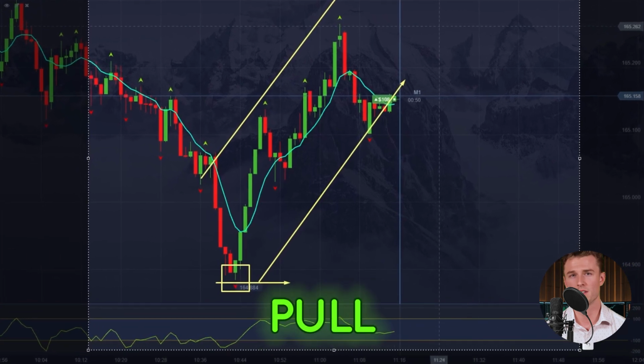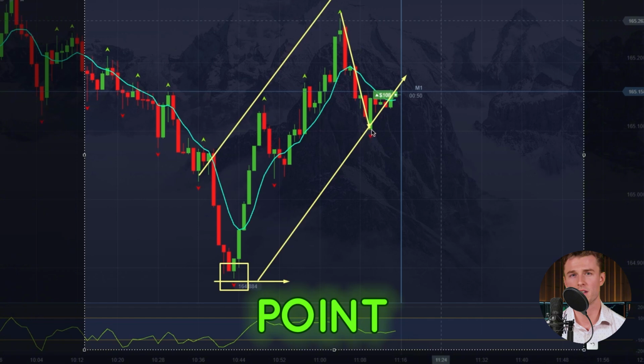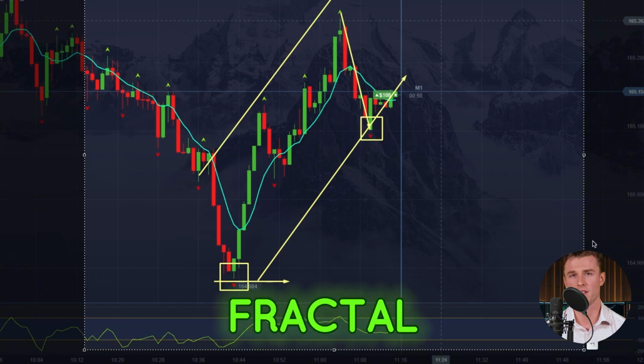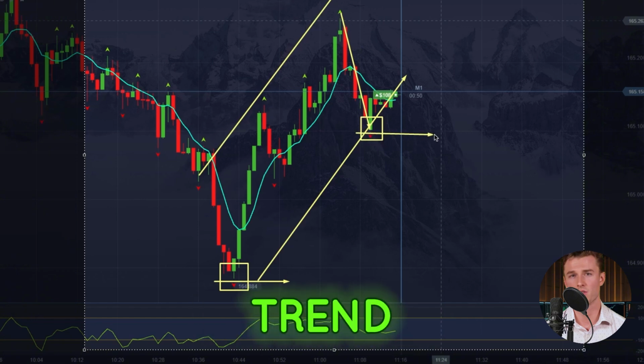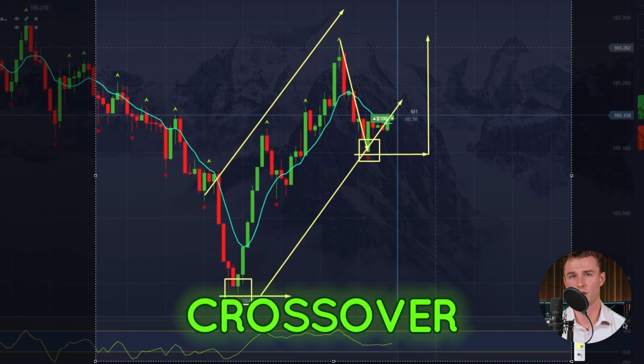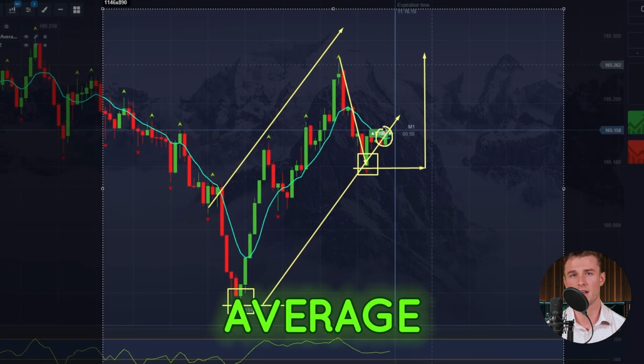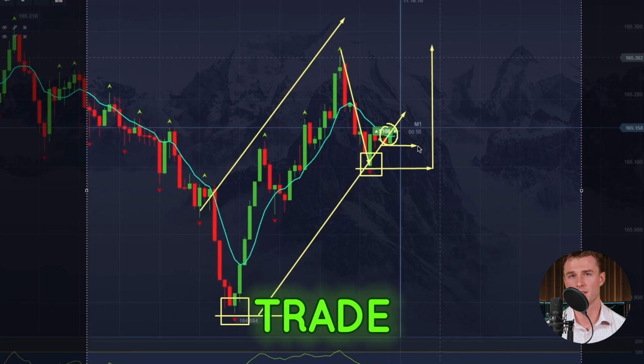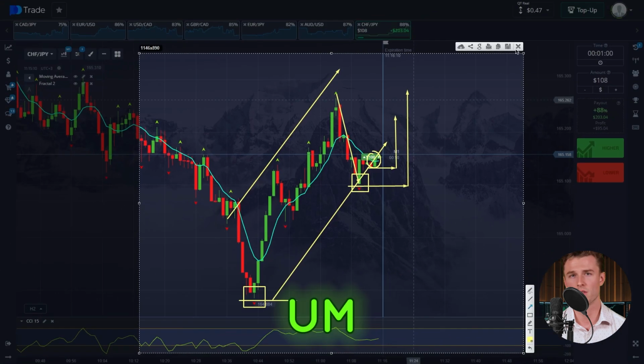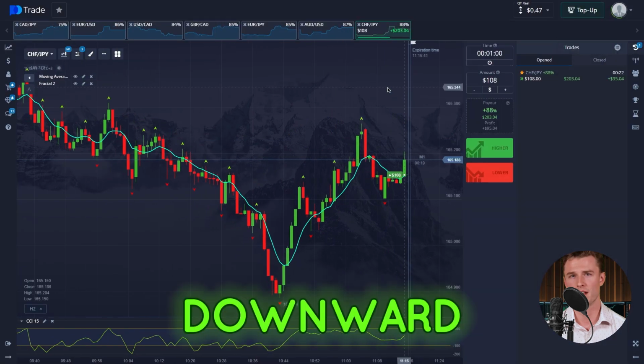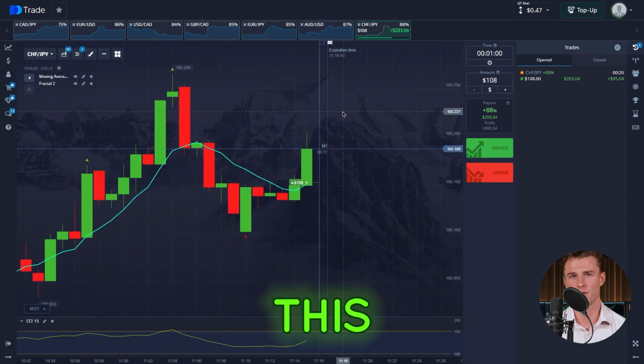Let's mark the price pullback, updating the local point of the maximum on the fractal. Then we open in the direction of the trend. Here we saw the crossover again with our moving average. So we trade on the downside. CCI is still downward.